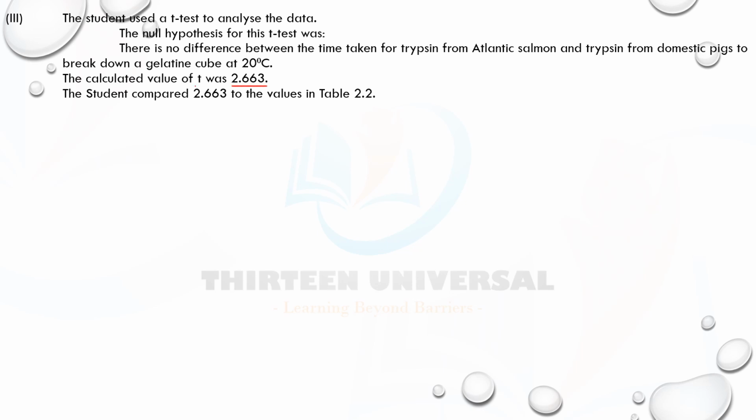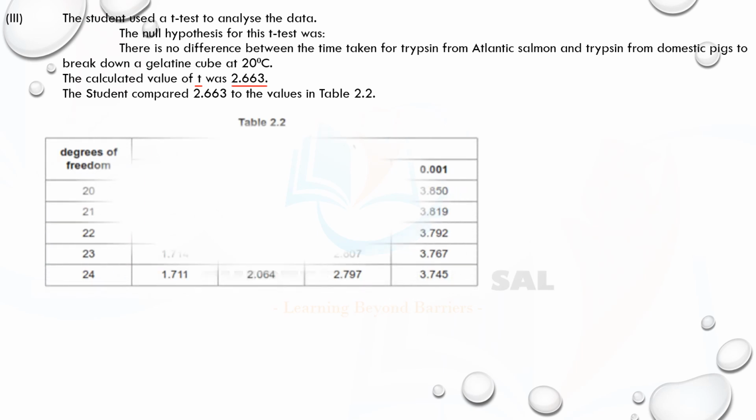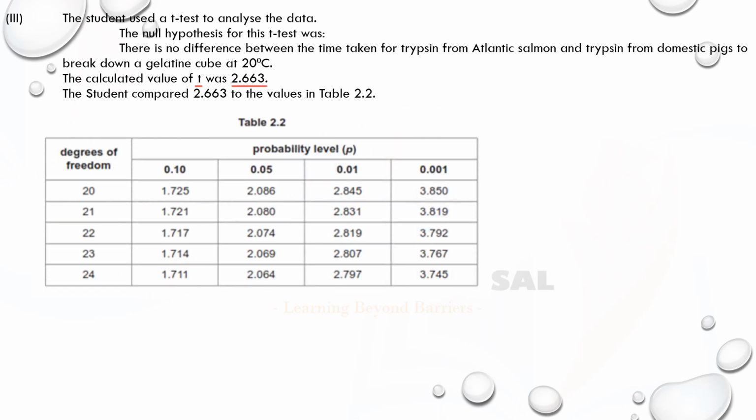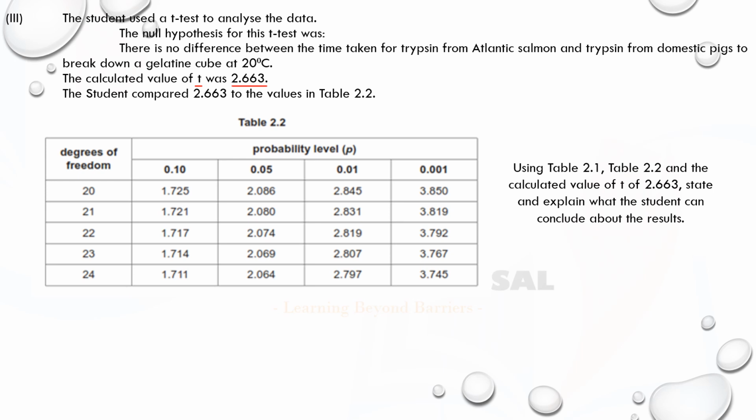Okay, this t is 2.663. The student compared 2.663 to the value on the table. Okay, that's the value on the table. Now use the table. That's the question. Now I want you to try this. Using table 2.1 and table 2.2, and the calculated value of t, state and explain what the student can conclude about the result. That's conclusion. So is the result correct or not? Now look at that.